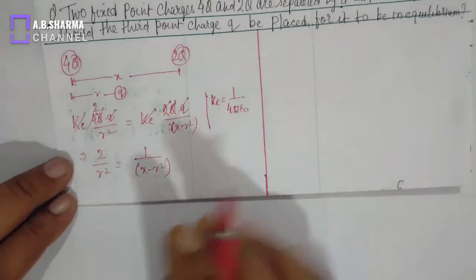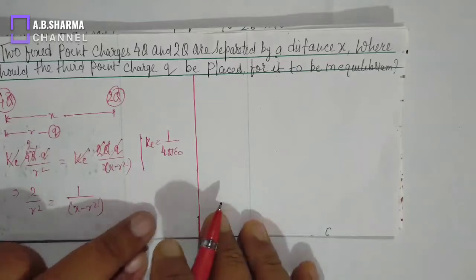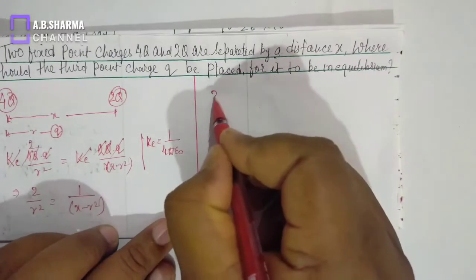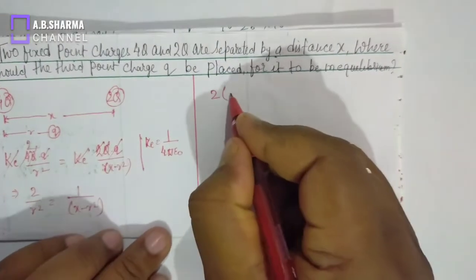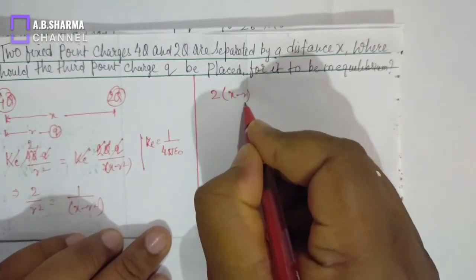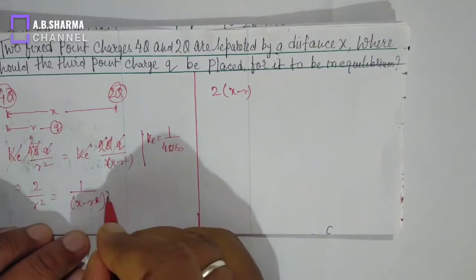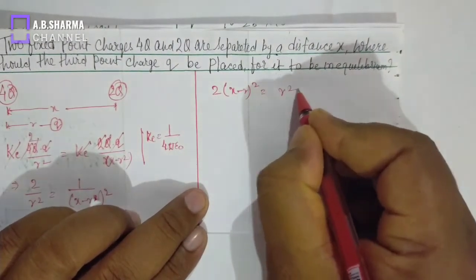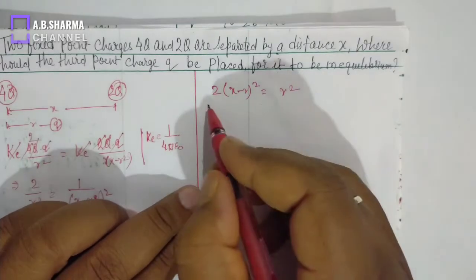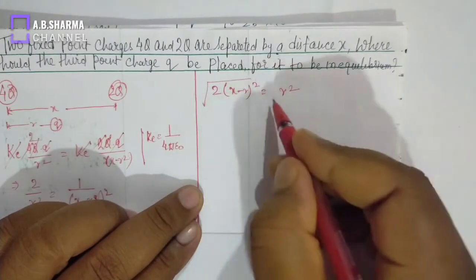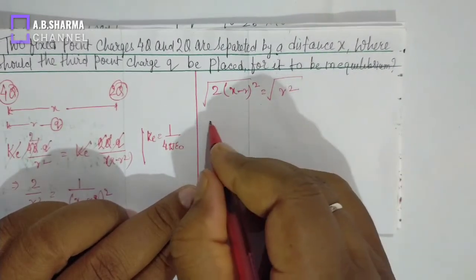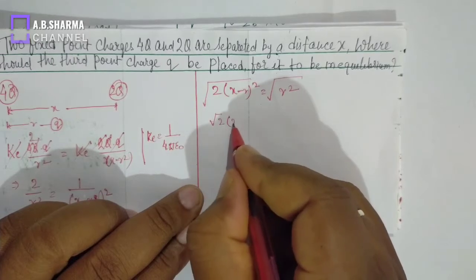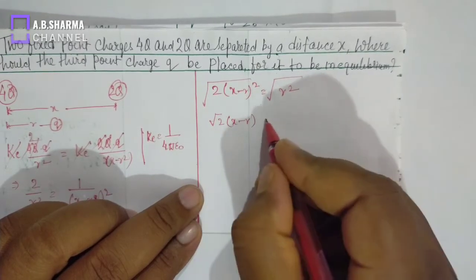Now solve this. This will become 2 (x minus r) whole square, and this is r square. Now take the root on both sides. It will become root 2 (x minus r), and this is r.